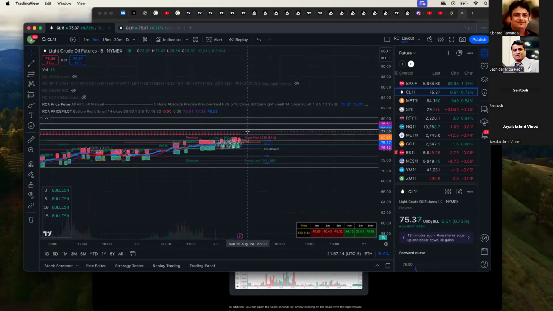Again, at 70, you need to see the number. What is the number there? This number. Okay. If the number is red, that means more sell orders are there. If it is green, that means there are more buy orders.